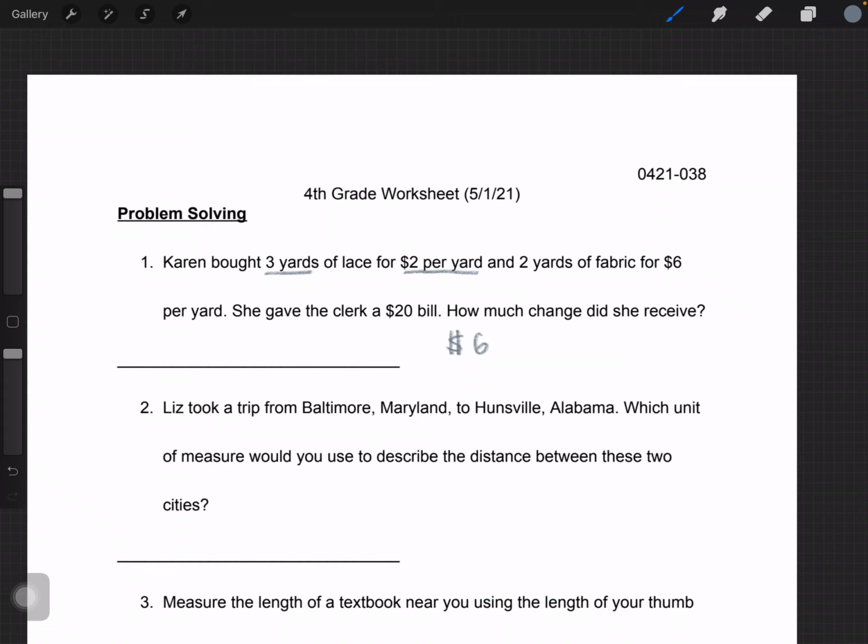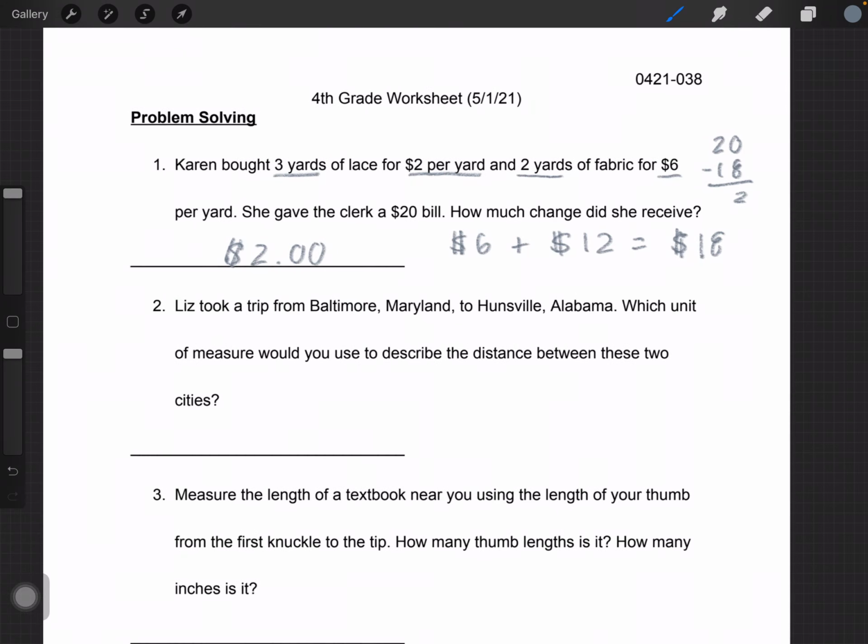And then 2 yards of fabric for $6. She has 2 yards, and each yard is $6. So 2 times 6 is 12, and that gives us $18. So her total came to $18, but she gave the clerk a $20 bill. So the change is just the difference between what she paid and what she owes. So we have 20 minus 18, which gives us $2. She received $2 change.